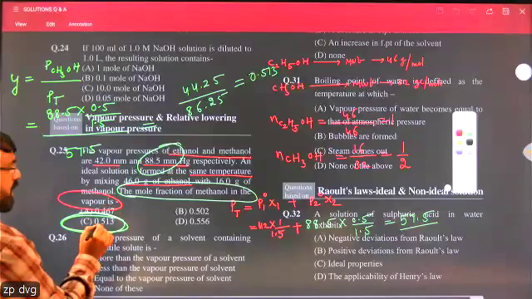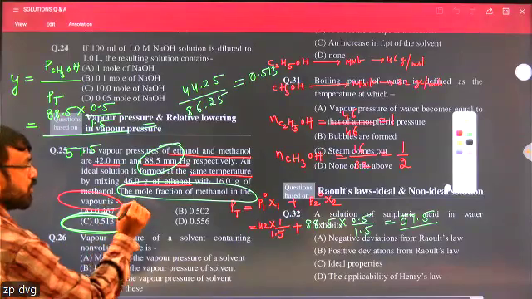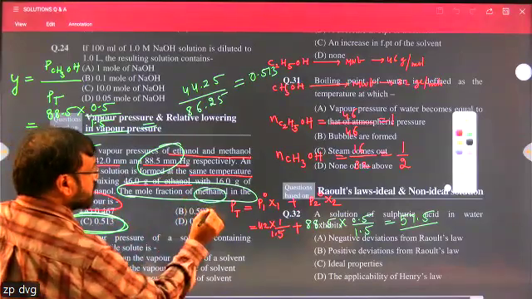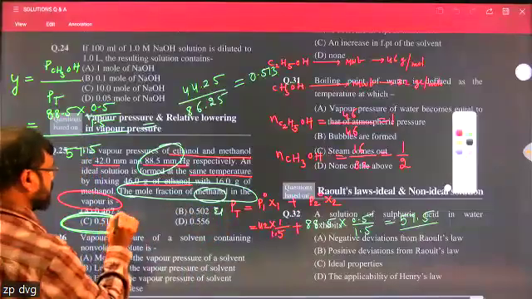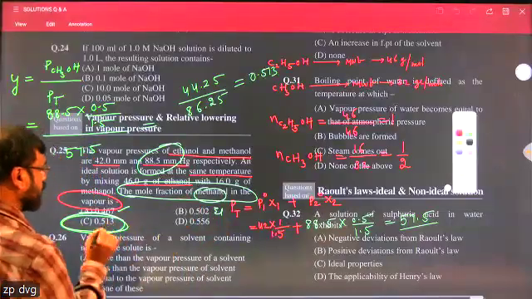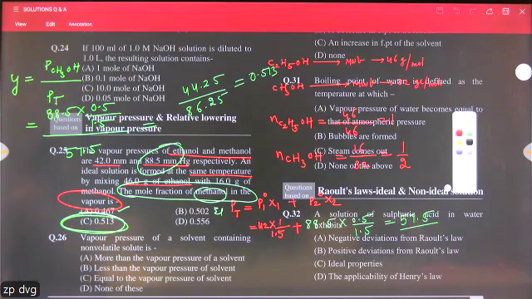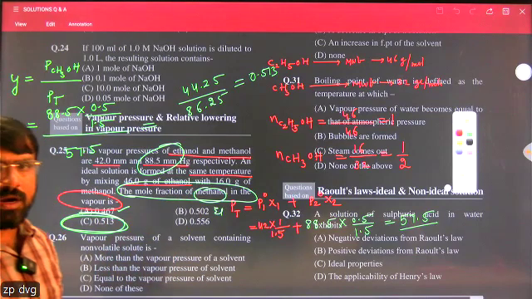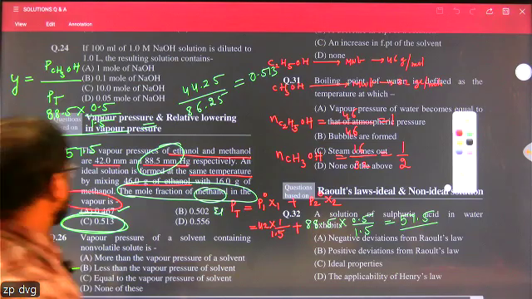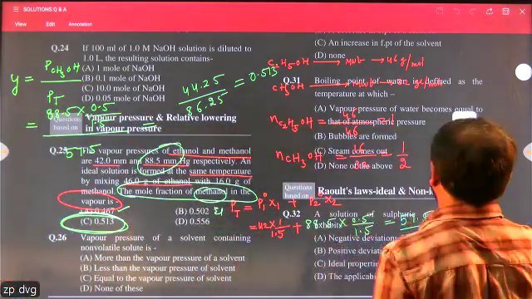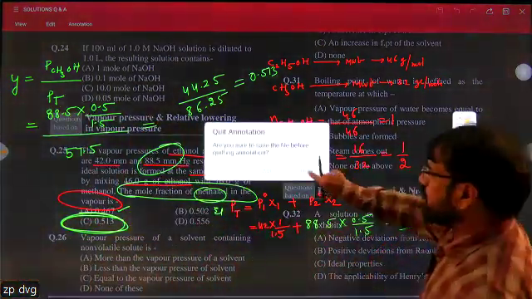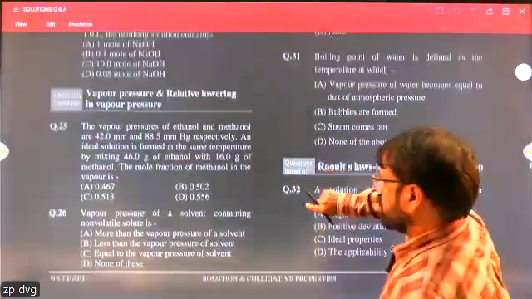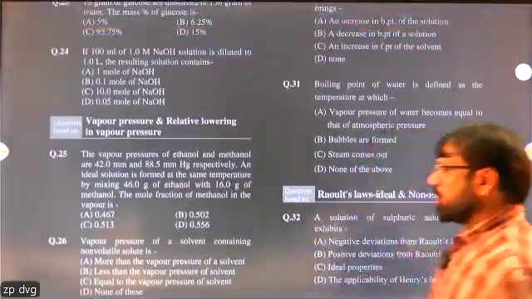Instead of it, if they ask the mole fraction of ethanol, the correct answer would be the first option. But they asked about the methanol, therefore 0.513 is the correct option. Okay, this is question number 25. And let us go for question number 26.